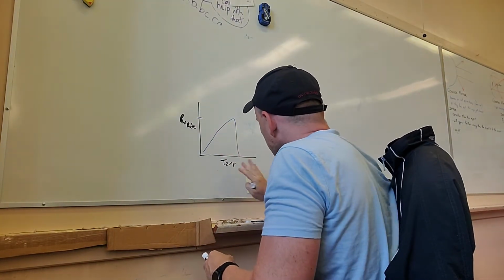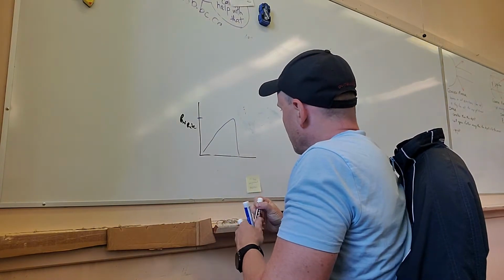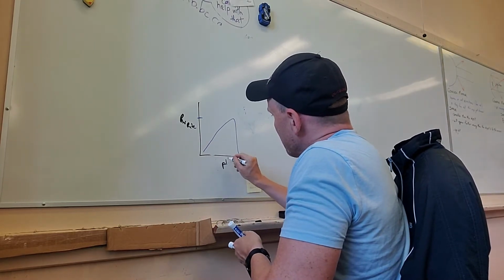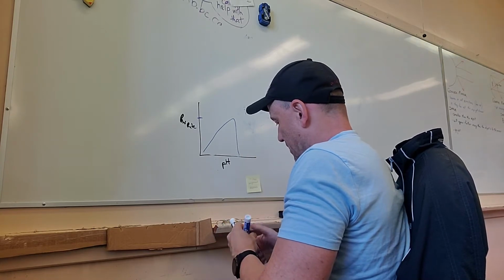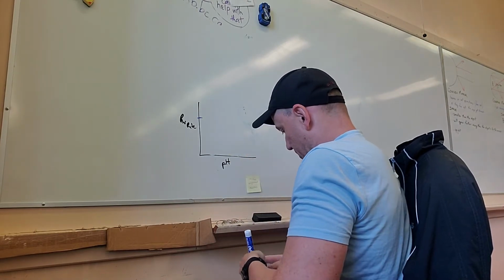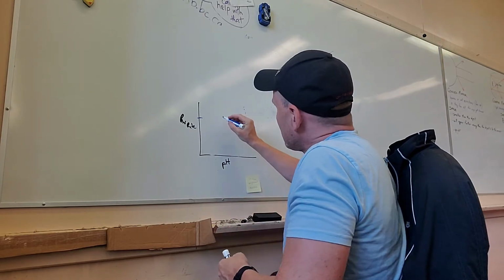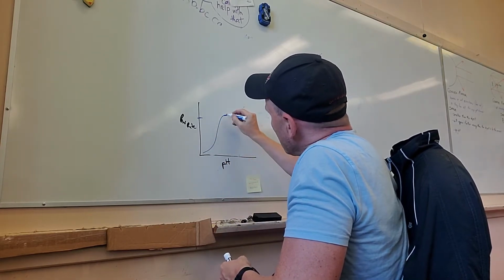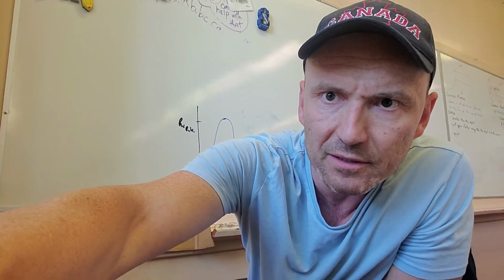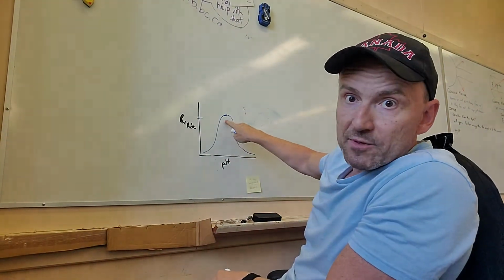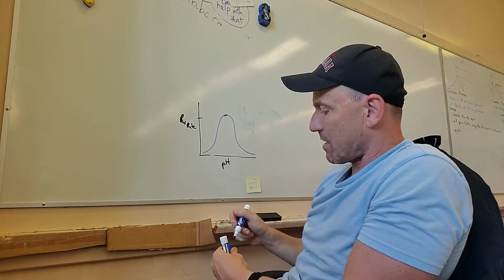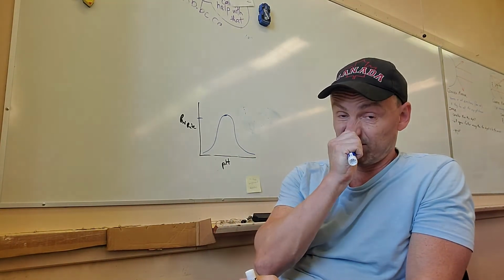Now, pH. So if we change this to pH, what you're going to see is the graph is going to look like this. So there will be an optimum pH where the enzyme works best. Can I zoom in on that? Is that a possibility? No, can't zoom in this mode. There's an optimum pH where the reaction rate is highest, and then as you become more acidic, it drops off, and as you become more alkaline, it drops off. Okay?